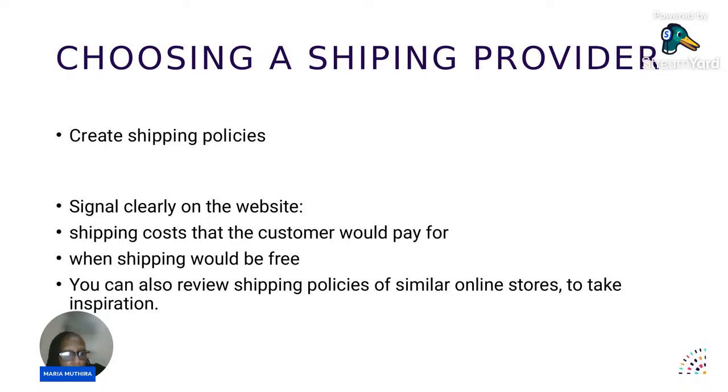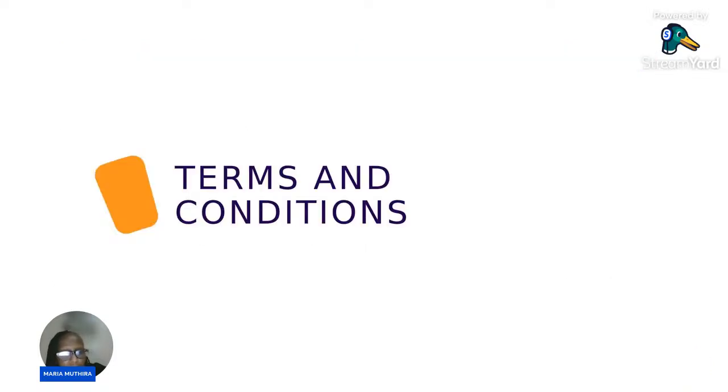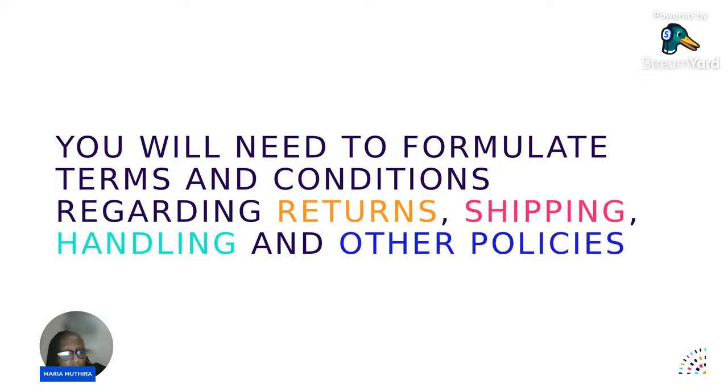And then we are saying here, you can also review shipping policies of similar online stores to take inspiration. As I said earlier, before you come up with a policy, go to similar stores and get inspiration on their shipping policy. Then that will guide you to make your own policy. Then here we are looking at the terms and conditions. This we looked at, where we said that you should formulate terms and conditions on returns, shipping, handling, and other policies.